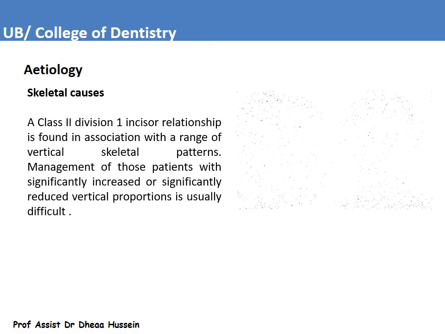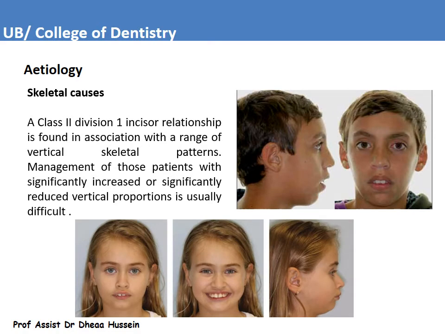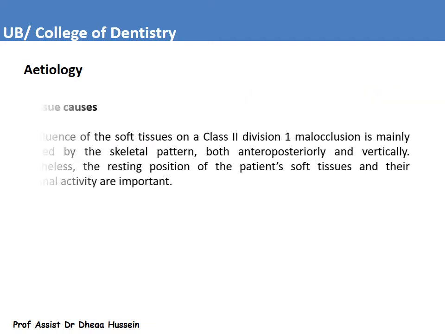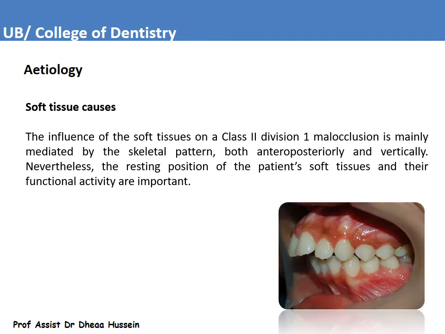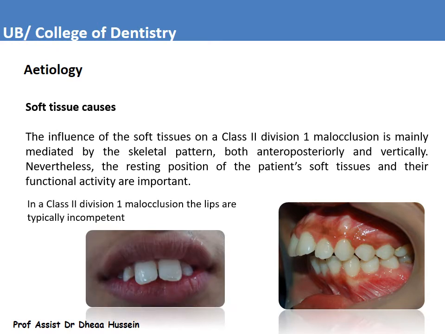Regarding the vertical relationship, with a Class 2 Division 1, there are a range of vertical skeletal patterns, and the management depends on the severity. It ranges from an increase in the lower facial height, as in this case, to a decrease in the lower facial height. The soft tissue in Class 2 Division 1 is mainly related to the underlying severity of the skeletal pattern. Sometimes, when the mandible is so retrognathic, the lower lip traps posterior to the upper incisors and causes further proclination.